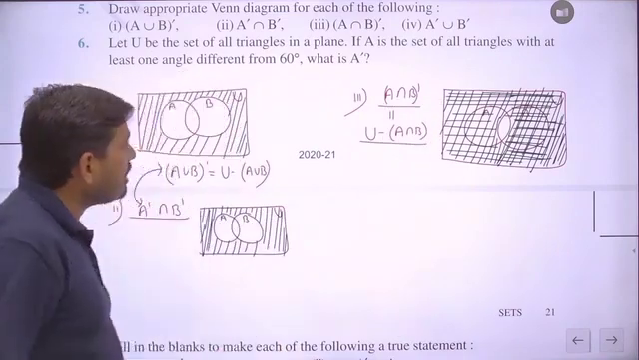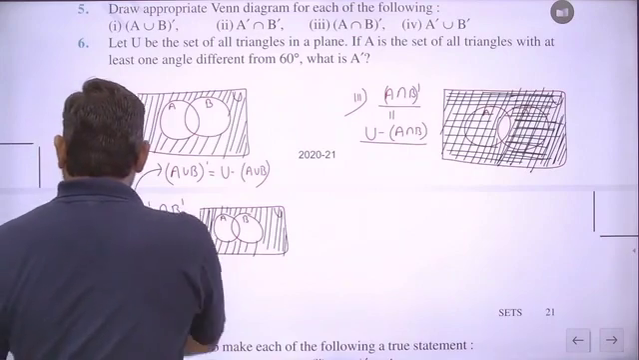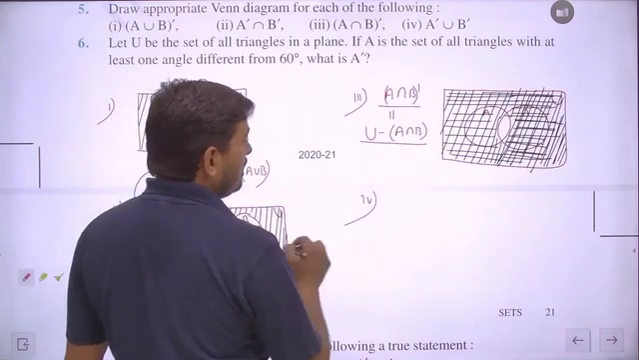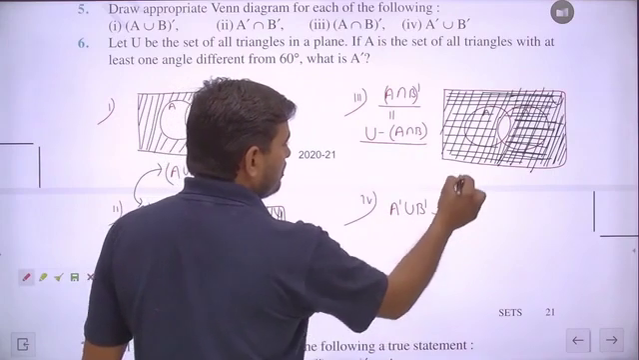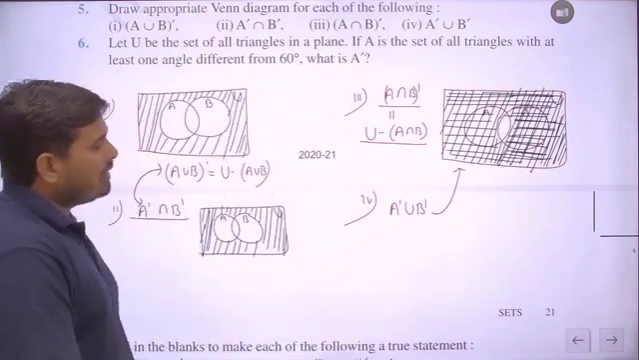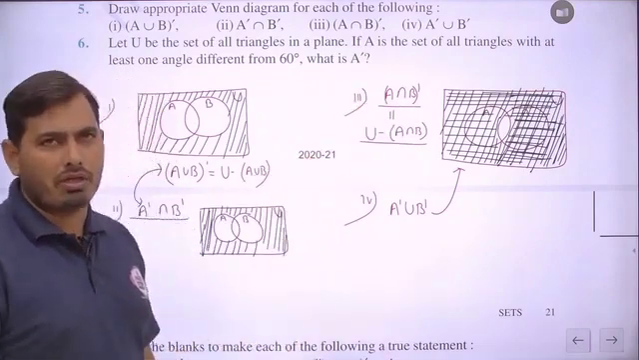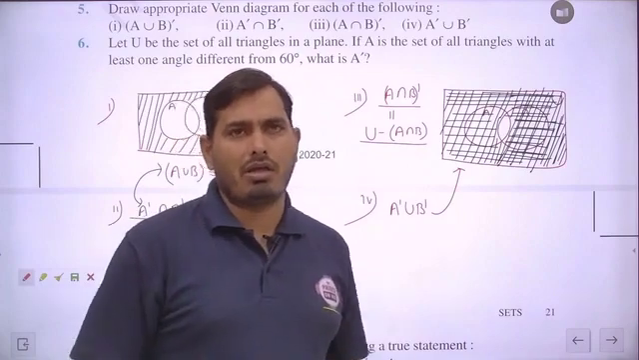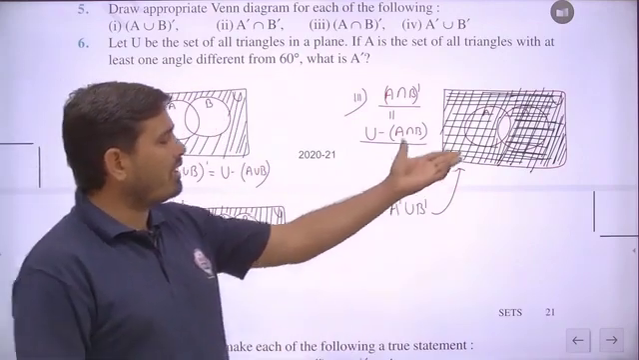Now the next part is the fourth part. The fourth part will represent the same answer as we drew in question number 3, because here (A intersection B) dash is always equal to A dash union B dash. This is according to De Morgan's law. So again you can make the same Venn diagram for this part.